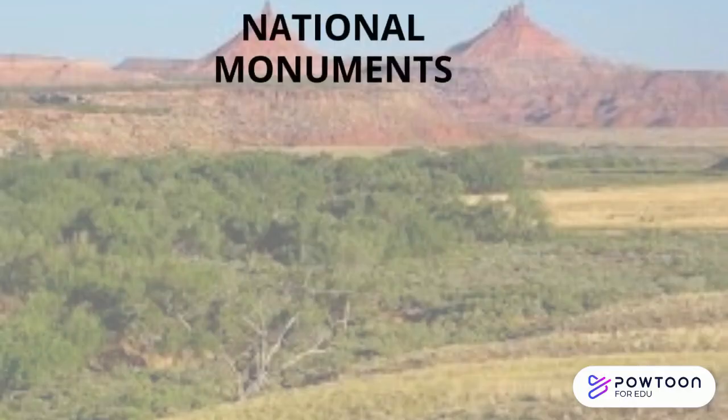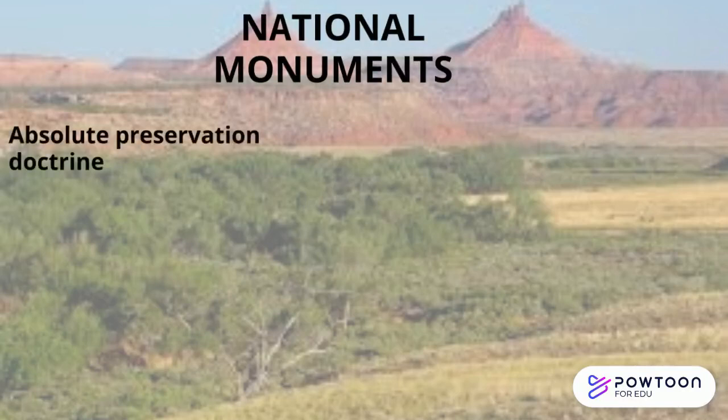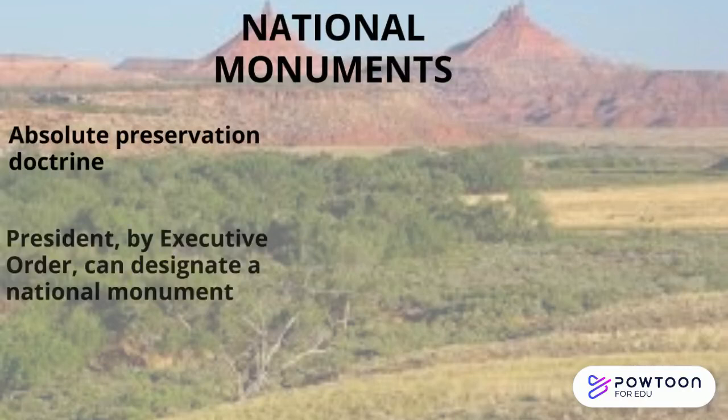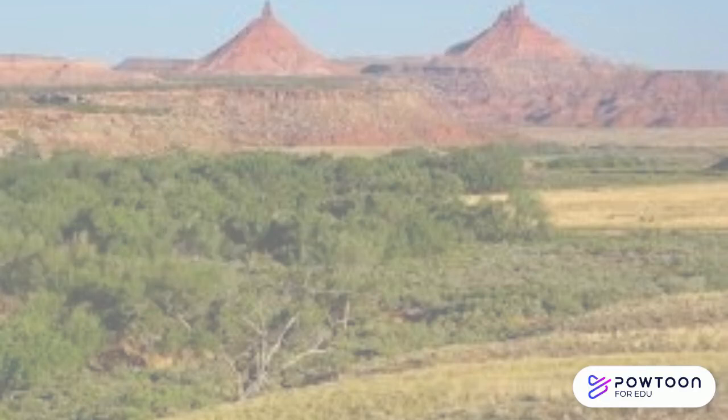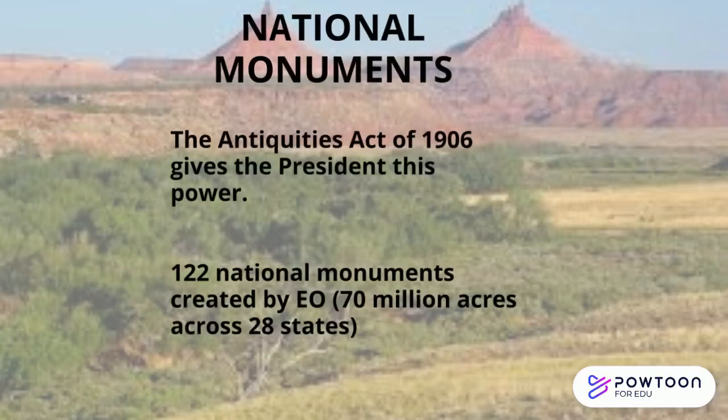National monuments have a use designation similar to national parks, which is an absolute preservation doctrine. The major distinction between national monuments and other public lands described above is that national monuments can be designated by an executive order by the President. 14 presidents have used the Antiquities Act to establish 122 national monuments covering 70 million acres across 28 states. The courts have upheld the discretion of the president in setting aside areas for national monuments under the Antiquities Act.